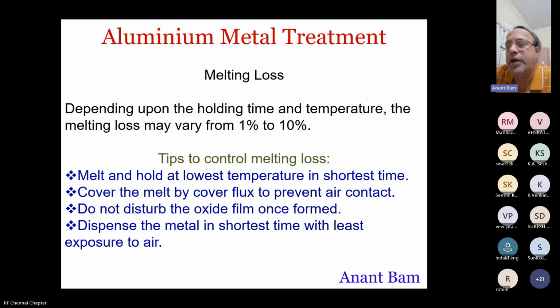Depending on the condition and hygiene of the foundry, it may range between 1% to 10% of the liquid metal available. Tips to control melting loss: melt and hold at the lowest temperature and for the shortest time. The more the holding time, the more is the melting loss. Cover the melt with cover flux to prevent air contact. Do not disturb the oxide film once formed, and dispense the metal in the shortest time with least exposure to air.